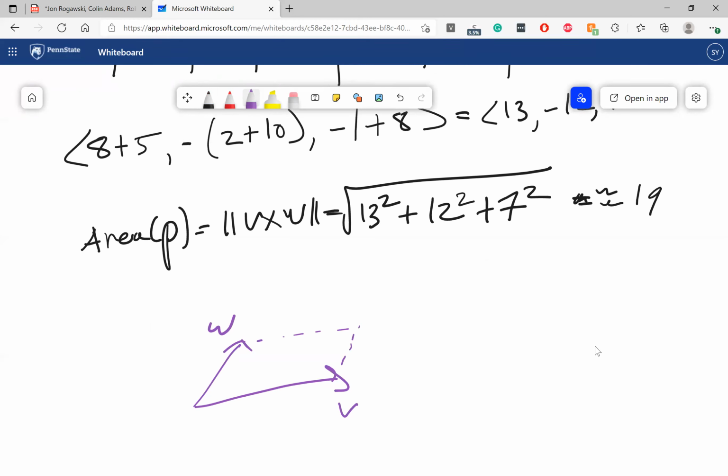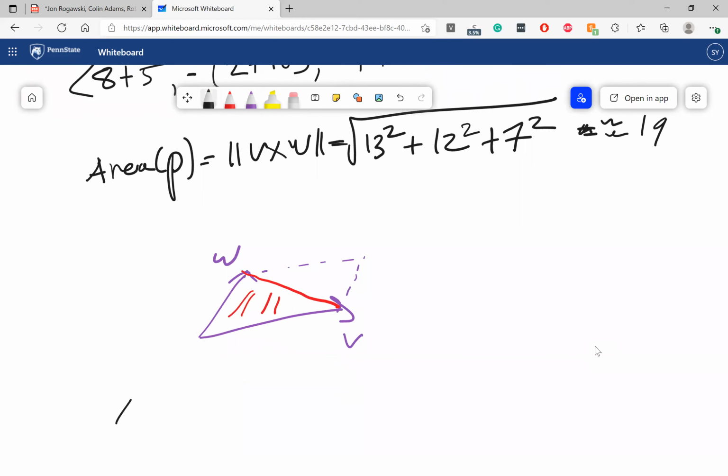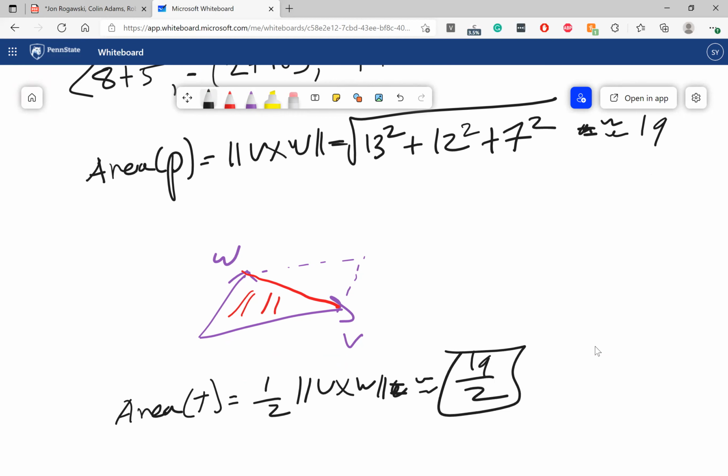Now, if we wanted to find the area of the triangle with these same vectors, so just this over here, well, we know the formula. The area of the triangle is equal to 1/2 times the magnitude of V cross W, which is approximately 19/2. Any questions so far?